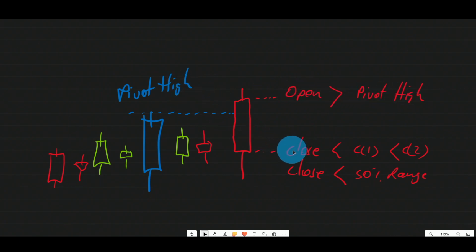And then the close needs to be lower than the previous 2. So this close is lower than this and it's lower than this. And also the close of the same bar needs to be below the 50% of the range. So this close is below the 50% mark. Once we have all these conditions met, then we will go long on the next bar.